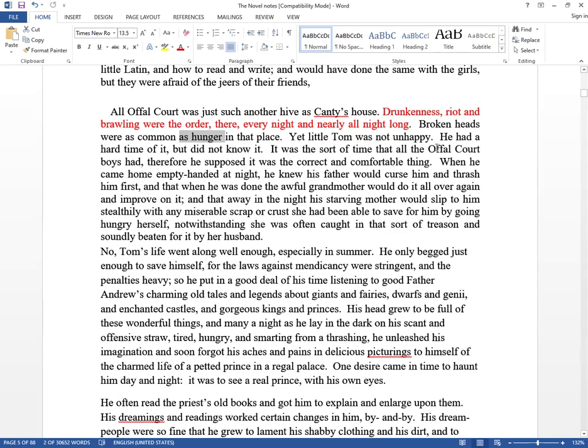Yet little Tom was not unhappy. He had a hard time of it. Now Tom also has a very hard, difficult time at Awful Court, but he does not understand it. He does not feel it. He does not realize it because he thinks Awful Court is the world, the only world he has. Tom does not know that there is another world beyond Awful Court. It was the sort of time all Awful Court boys had. Therefore, he supposed it was the correct, comfortable thing.